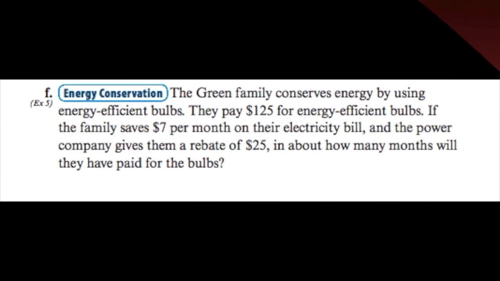For this letter F in our practice problems has an energy conservation scenario. The Green family conserves energy by using energy efficient light bulbs. They pay $125 for energy efficient bulbs. The family saves $7 per month on the electricity bill, and the power company gives them a rebate of $25. In about how many months will they have paid for their bulbs?